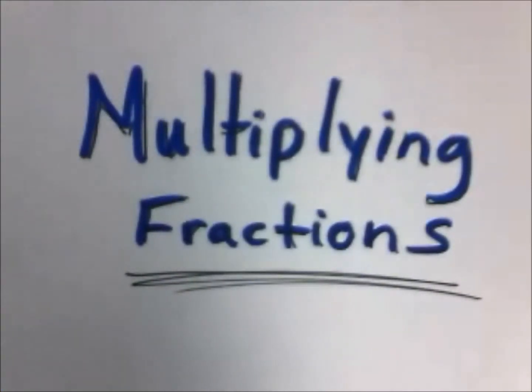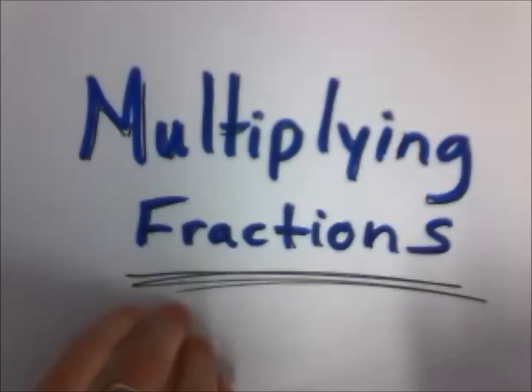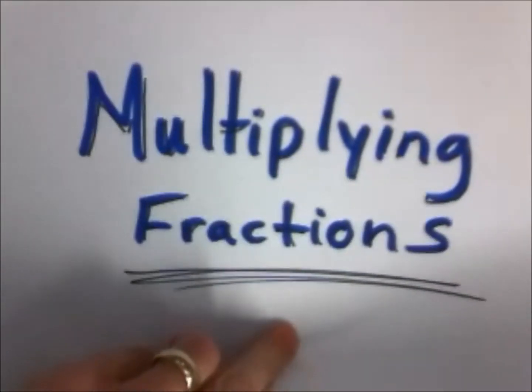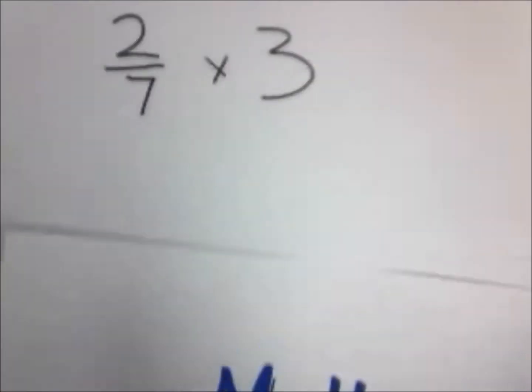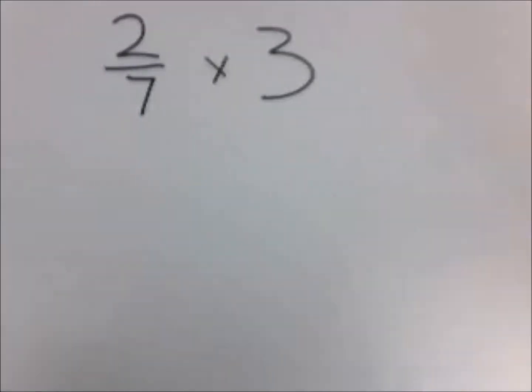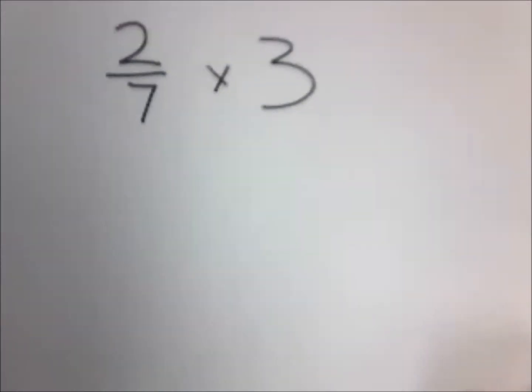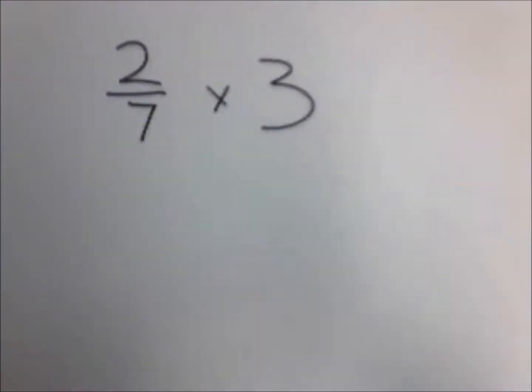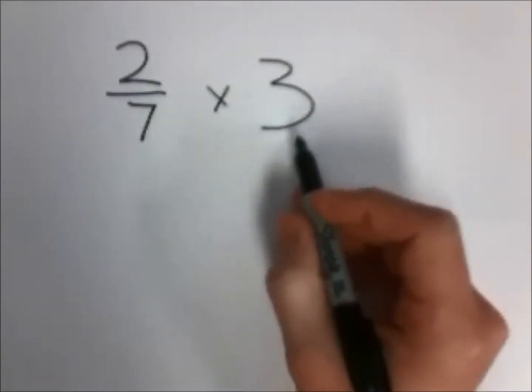Today's tutorial is on multiplying fractions, and this goes along with Unit 3 in our textbook. What we're going to do is take a look at a couple different examples today, and we are going to start off with 2/7 times 3. We have a fraction times a whole number. 2/7 is our fraction, our whole number is 3.